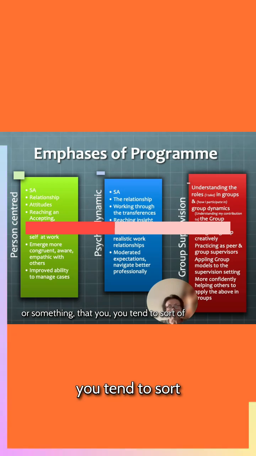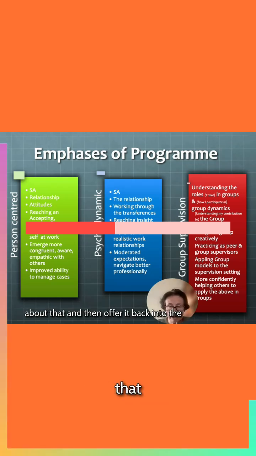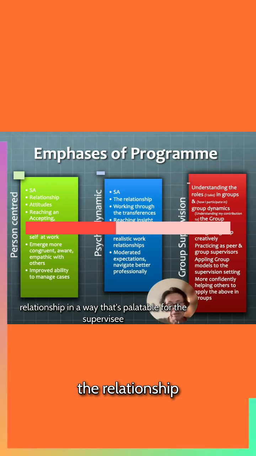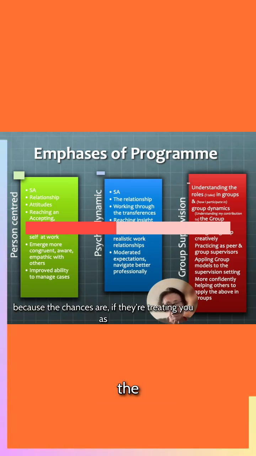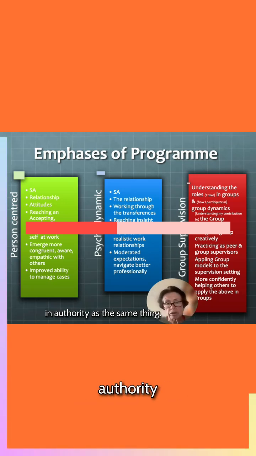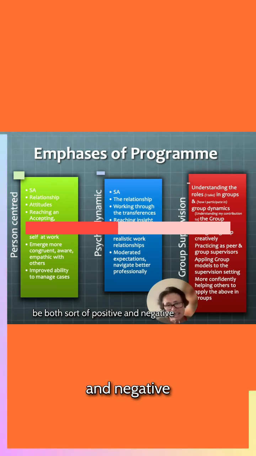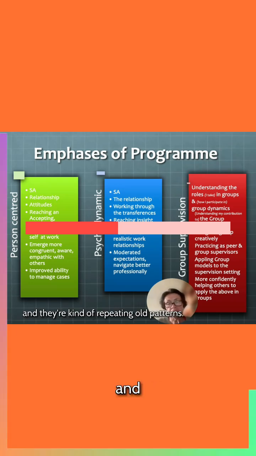That you tend to sort of take that to your own supervision, get some insight about that, and then offer it back into the relationship in a way that's palatable for the supervisee. Because the chances are, if they're treating you as their mother, for example, they're probably treating other people in authority as the same thing. They're having the same expectations, which may be both positive and negative, and they're kind of repeating old patterns.